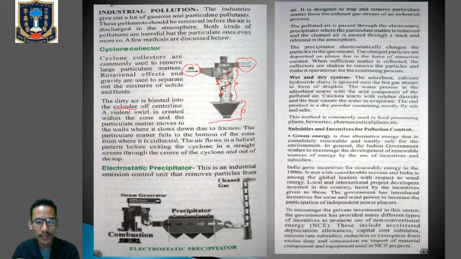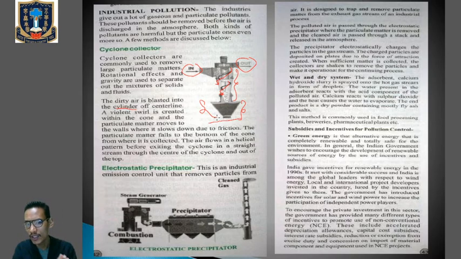Clear? And when the velocity of the air keeps on decreasing, at that time those particulate matter which are moving through the cone or through the cylinder will fall to the bottom of the cone from where it is collected. That means over here. So over here in this cone, the particulate matter will be collected.